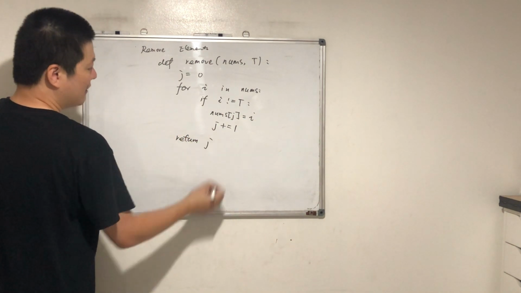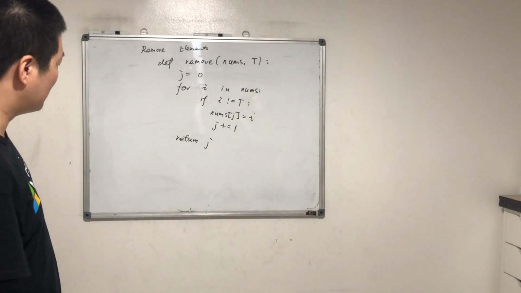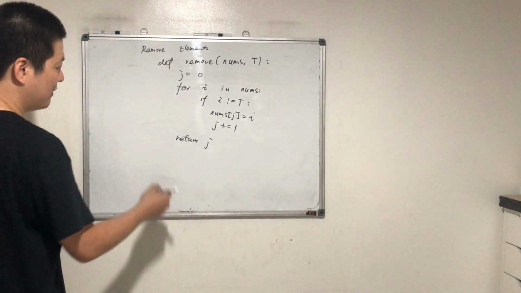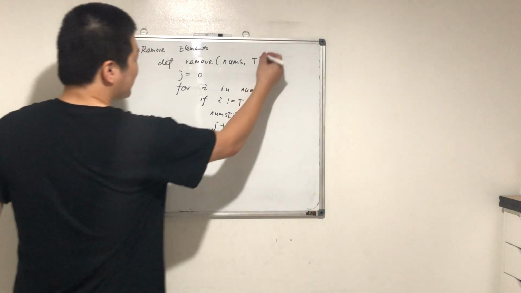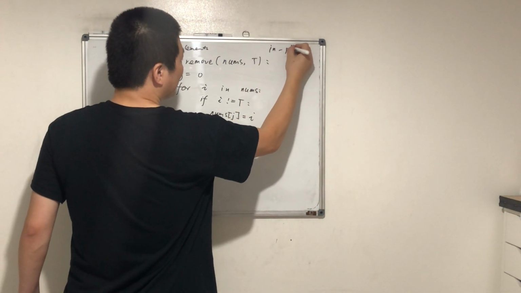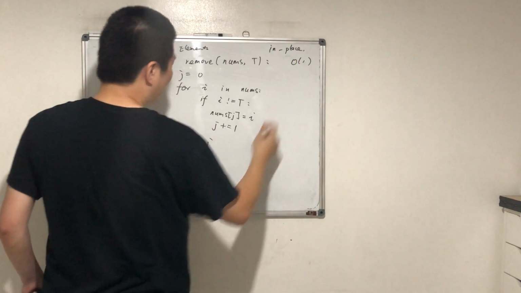Return J, yeah. What's the time complexity? O(n). What's the space complexity? We are doing it in place, yeah, in place. So O(1). Oh, O(1). Okay, so this is there.